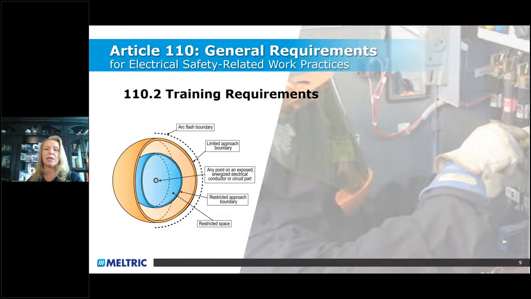And obviously we need to be observing how our electrically qualified workers are performing their electrical safety practices, and are they documenting everything that they do and following safe lockout tagout procedures.